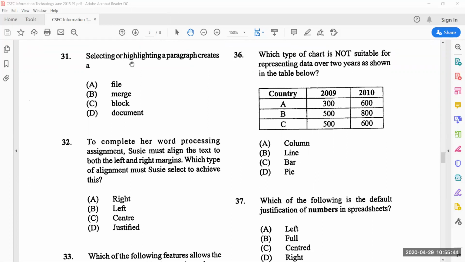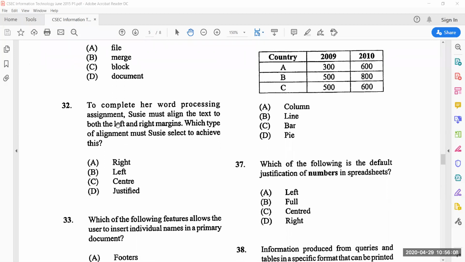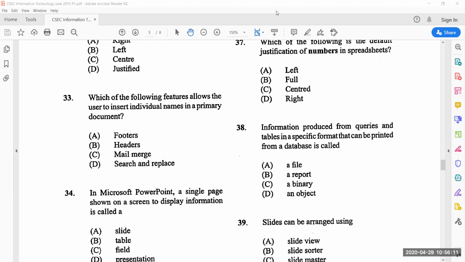32. To complete her word processing assignment, Susie must align the text to both the left and right margins. Which type of alignment must Susie select to achieve this? D, justify, because it's like an alignment of left and right together. Exactly, yes, that is correct. So justified is the answer. 33, which of the following features allows the user to insert individual names in a primary document?